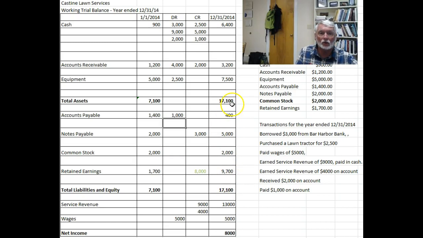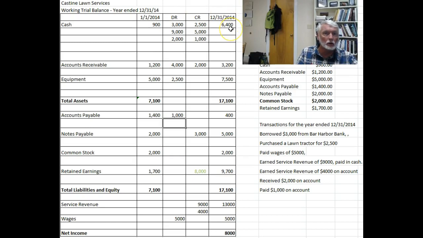So what do I have? I have total assets, total liabilities and equity, and net income. Guess what? I've just created a balance sheet and an income statement for Castine Lawn Services for 2014. Started with the balance sheet numbers that I had to begin with. I had some cash, I had some equipment, and so forth. Owed some money to some suppliers, owed some money to the bank. Recorded all my transactions for the year, everything that happened for the year, and ended up with a balance sheet at the end of the year. So the balance sheet reflects what I have as of December 31st, 2014.